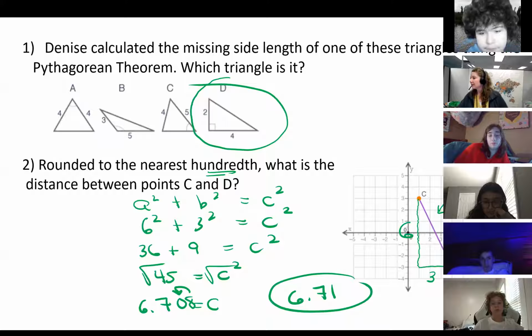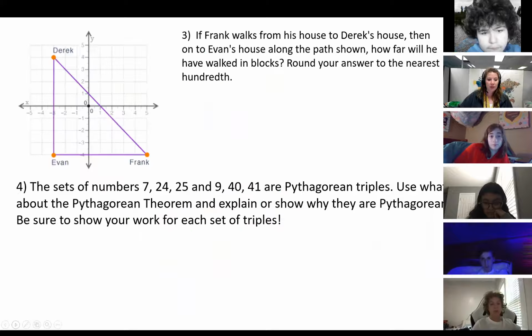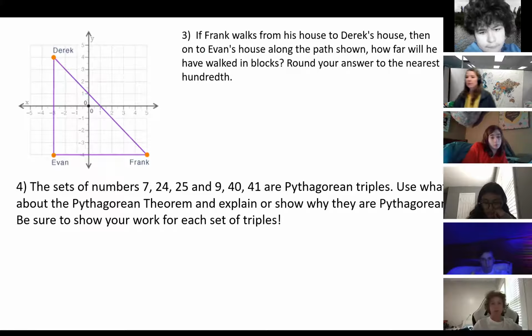All right. And always double check your answer. Is that the longest side? Is that number bigger than 6 and 3? If it's not, something's wrong. All right, this is the question about walking from one friend to the next. All right, so everybody take a minute and do that problem. So basically you're finding the perimeter of the triangle.